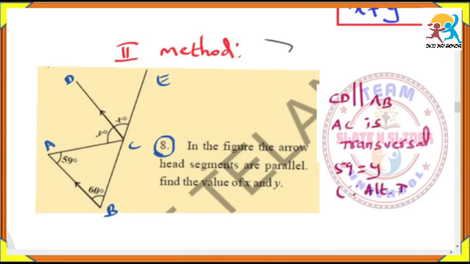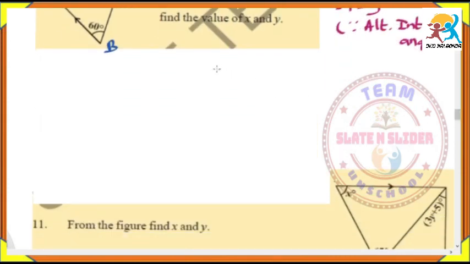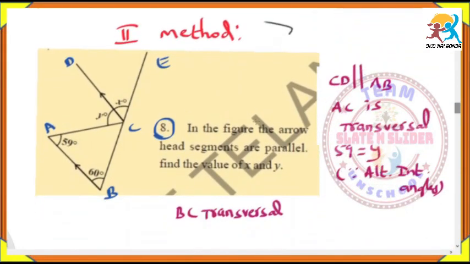And BC will be one more transversal. So this 60 degrees and this x will be equal. How am I writing that both are equal? Because they are corresponding angles.